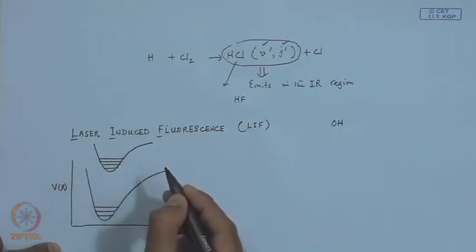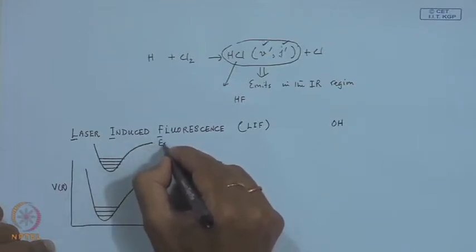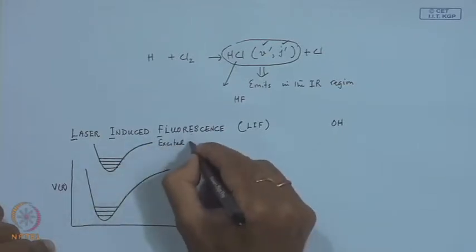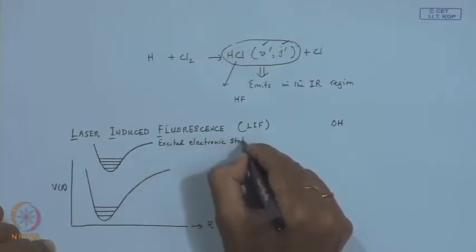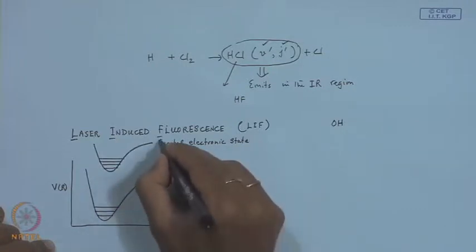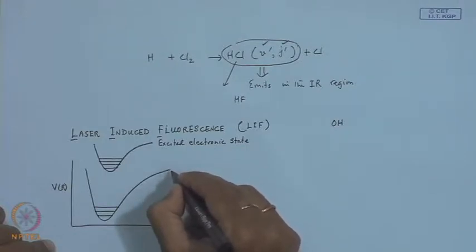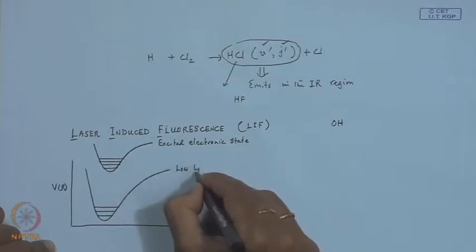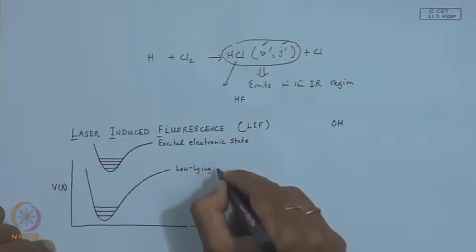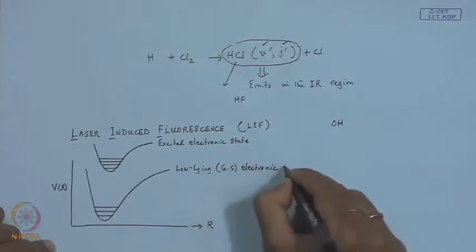This is your excited electronic state. This is your lower electronic state, maybe this is not the excited one, but the low lying, maybe ground state, low lying electronic state.